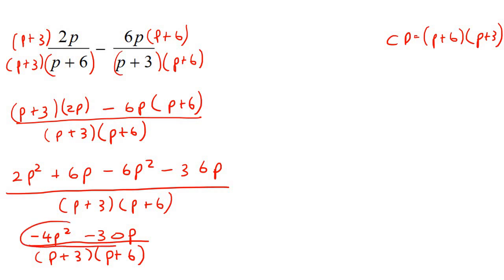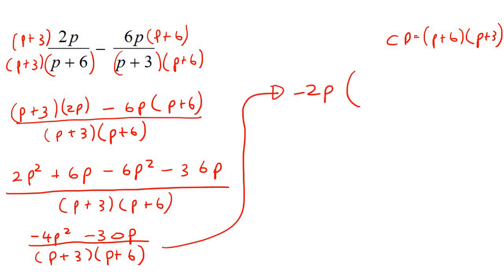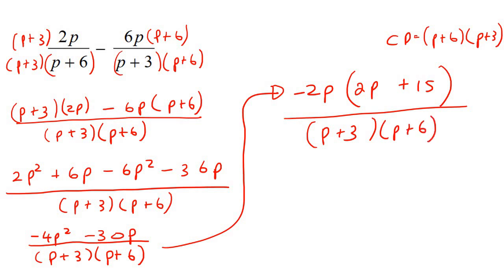Now at the top, we could take out a common factor. The number 2 can go into both of those. So I'm going to take out a negative 2. And you could take out a p, actually. I just realized that. So you would be left with positive 2p squared. No, positive 2p, sorry. And then add 15. And then at the bottom, you're just left with p plus 3 and p add 6.